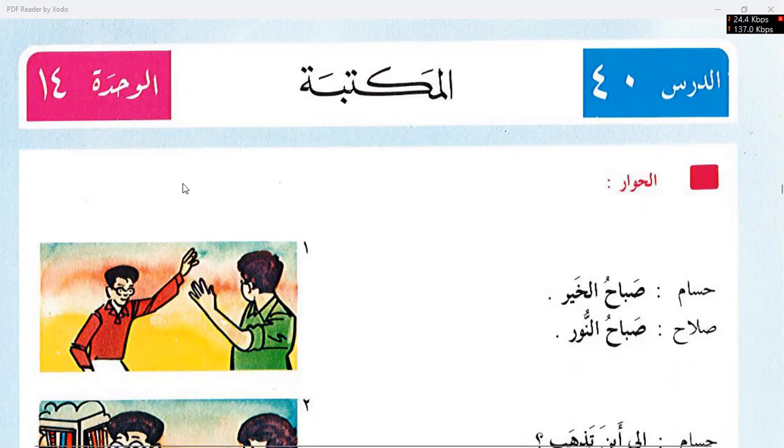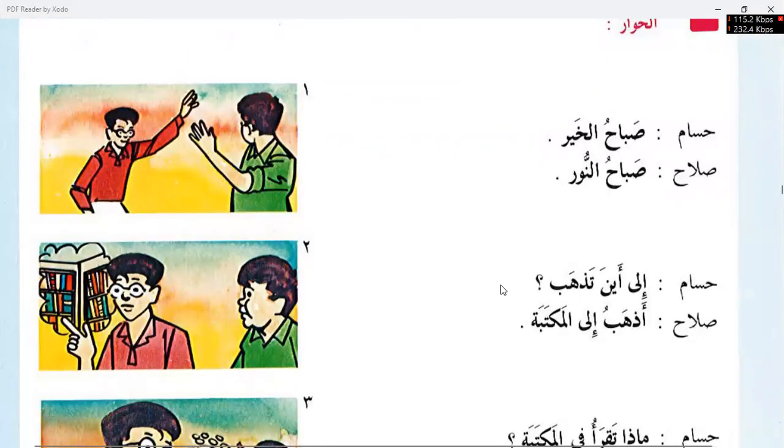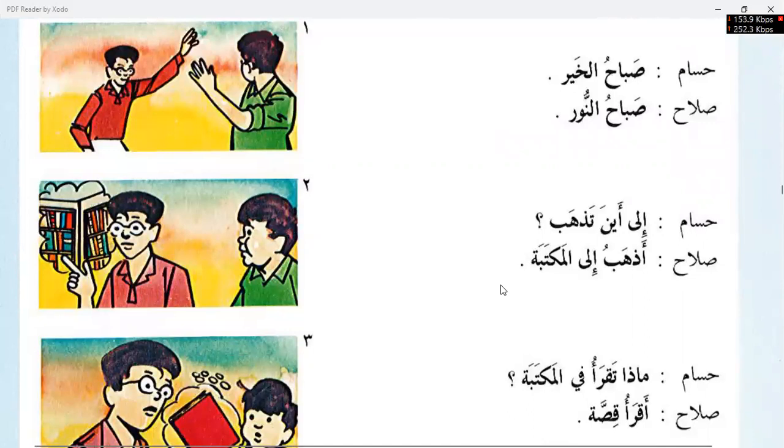Okay. Mr. Ahmad, are you available? Yes, ask the question. When do we use the verb yadhhabu, and when do we use dhahibun? Yadhhabu means he is going, and dhahibun is a noun. Okay, it is going. So it is up to you whether you use the verb or the noun. Okay. Jazakallah khair.